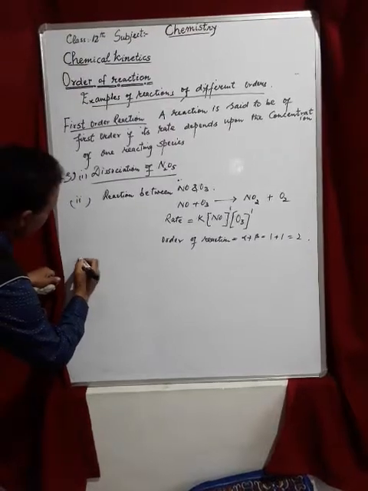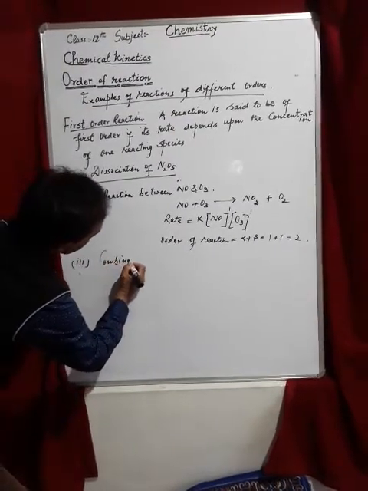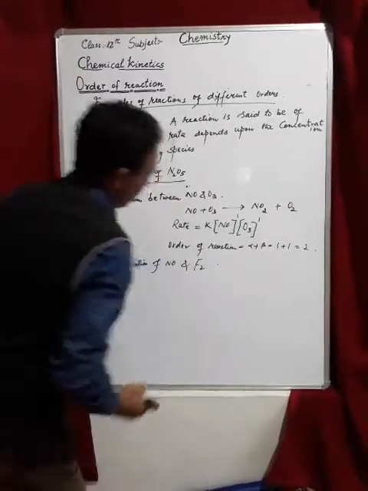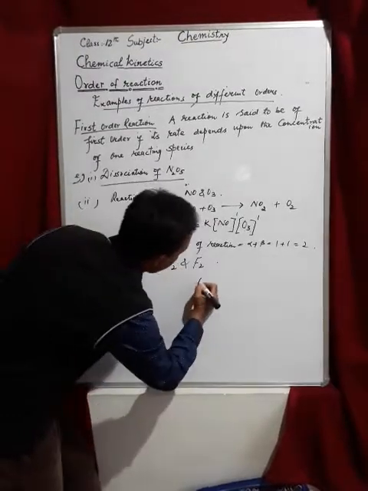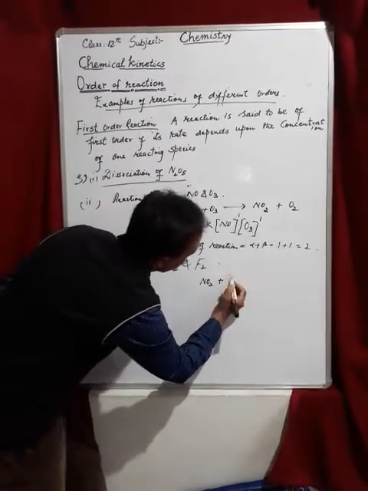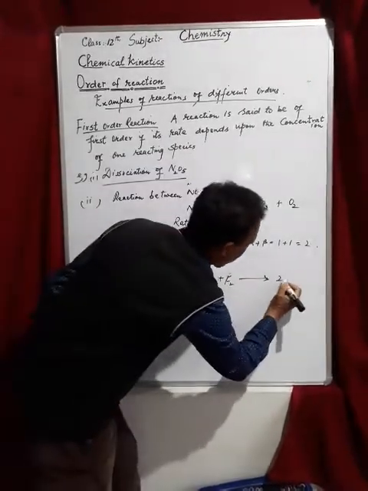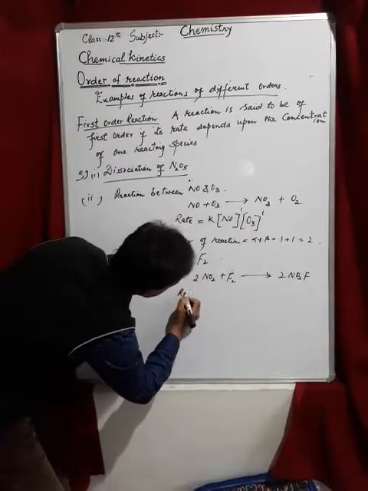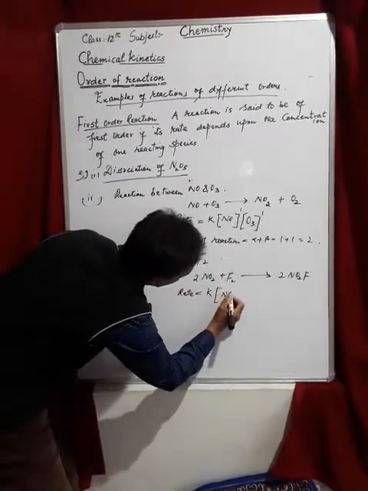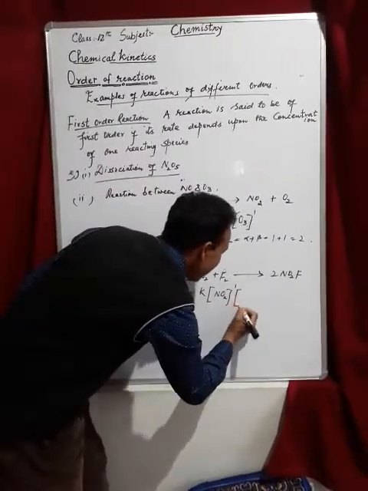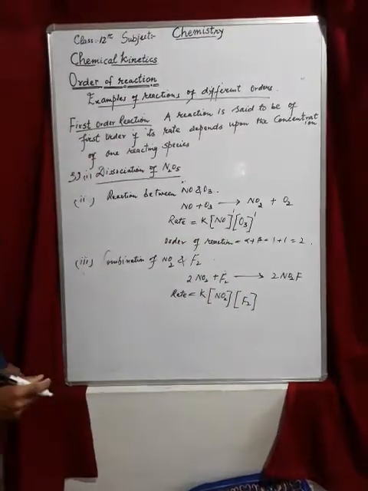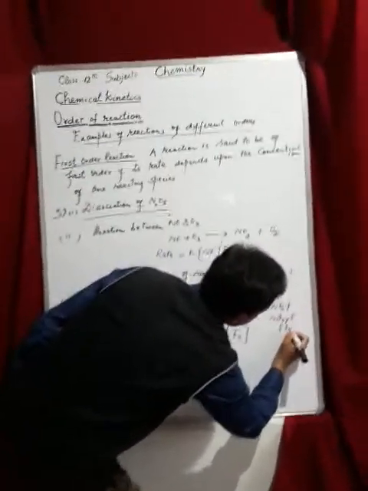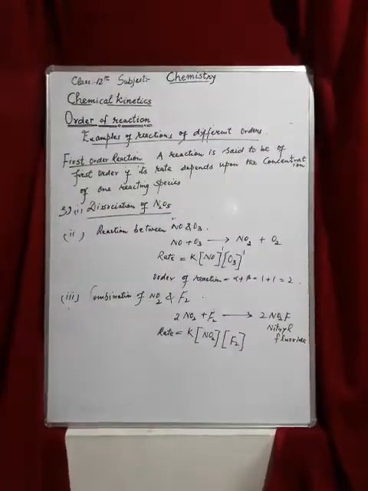Or combination of NO2 and F2. NO2 and F2 react and form twice NO2F, nitryl fluoride. So according to the rate law expression, rate is equal to K [NO2] raised to power 1 [F2] raised to power 1. So this is a very important reaction.